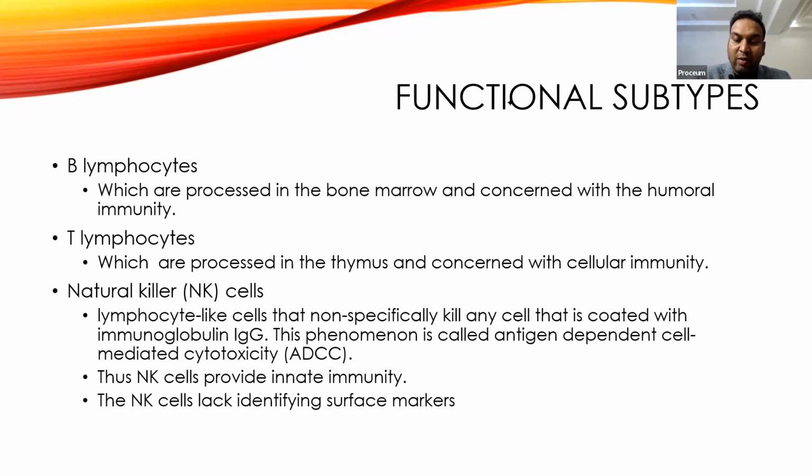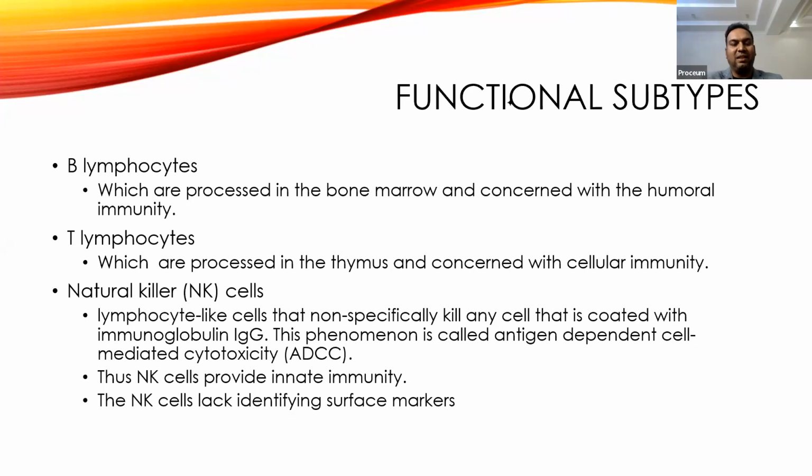B lymphocytes form part of the humoral immunity, that is, they release chemicals and act against microorganisms or bacterial infection, while T lymphocytes will attach themselves to the cells and directly kill them. So that is part of cellular immunity.